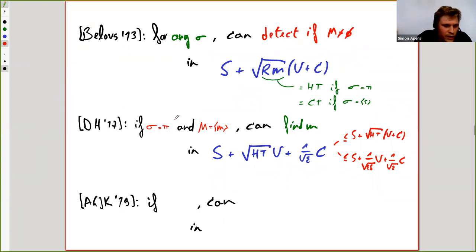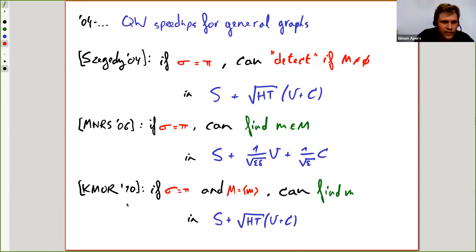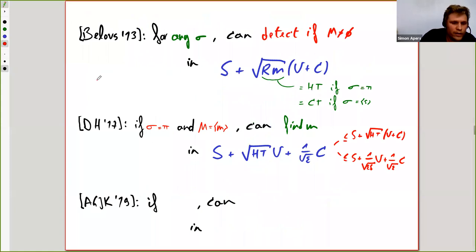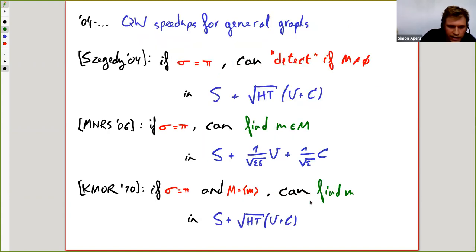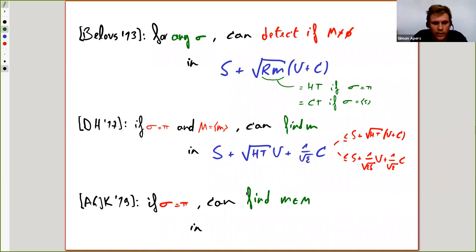And then finally, there was the work by Ambainis, Kokainis, and others in 19, who basically finished this line started by Szegedy in 04, KMOR in 10. Then they proved that under this constraint that sigma is equal to pi, you can actually find a marked element irrespective of the number of marked elements. Right, so in the KMOR result, there was this constraint that you could only have a single marked element. They get rid of this constraint. You can actually find a marked element in S plus square root hitting time times U plus C.